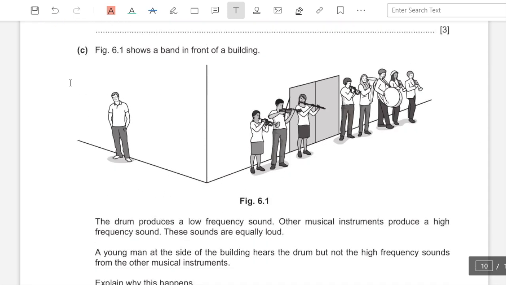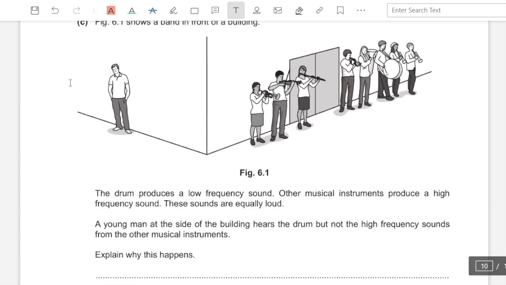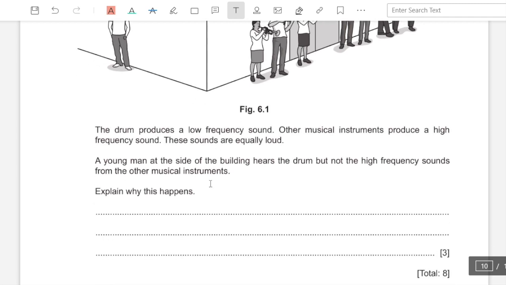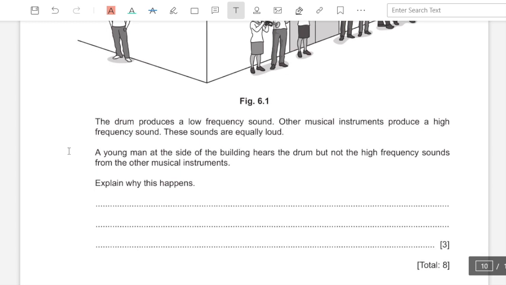Figure 6.1 shows a band in front of a building. The drum produces a low frequency sound, which means, in other words, a high wavelength sound. Other musical instruments produce a high frequency sound or short wavelength sound. These sounds are equally loud, which means they have equal amplitude. A young man at the side of the building hears the drum but not the high frequency sounds from the other musical instruments. Explain why this happens.